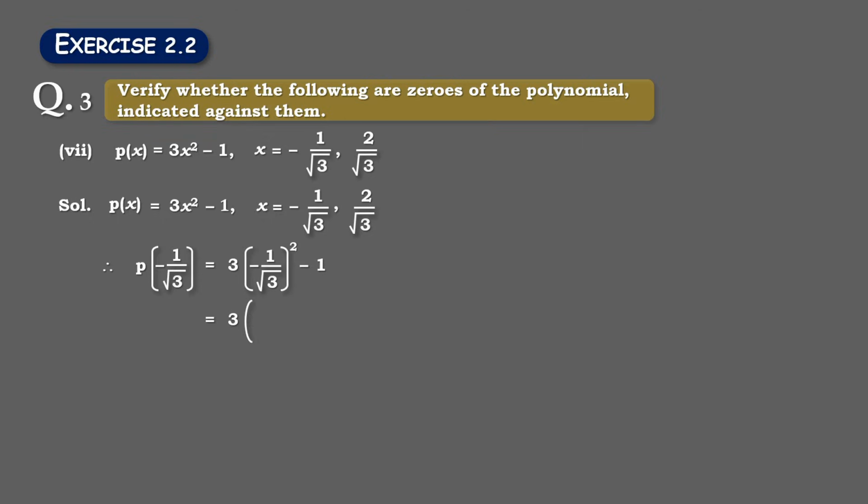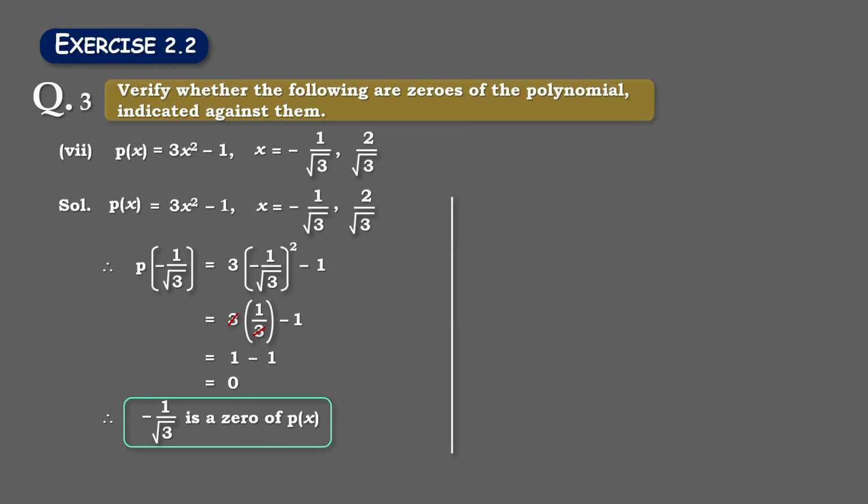Squaring minus 1 by root 3 gives 1 by 3. Multiplying this by 3 gives 1. Now subtract 1 from 1. The result is 0. Since the value of the polynomial becomes 0, minus 1 by root 3 is a zero of the polynomial. Next, we substitute x equals 2 by root 3 in the polynomial.